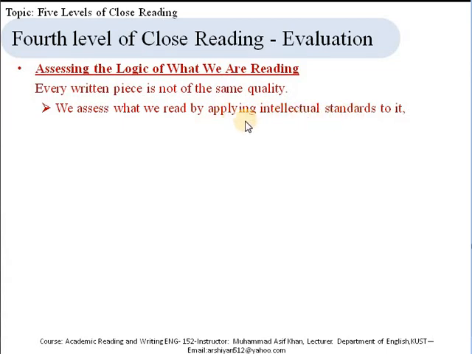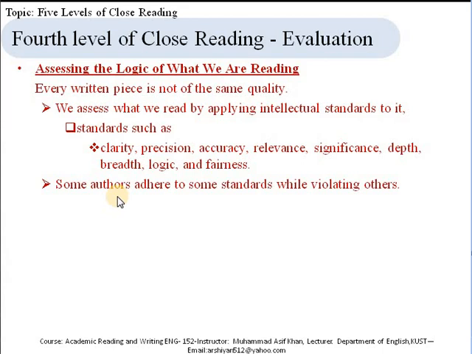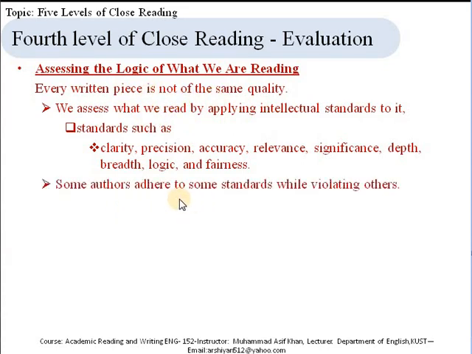How do we evaluate that this piece of writing is different from the other piece of writing? We do it by applying intellectual standards. And these standards are clarity, precision, accuracy, relevance, significance, depth, breadth, logic, and fairness. You see that there will be a lot of difference in the use of these standards by different writers, and on the basis of these differences we can distinguish the quality of different written pieces.